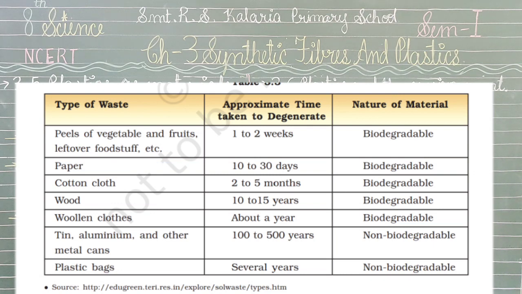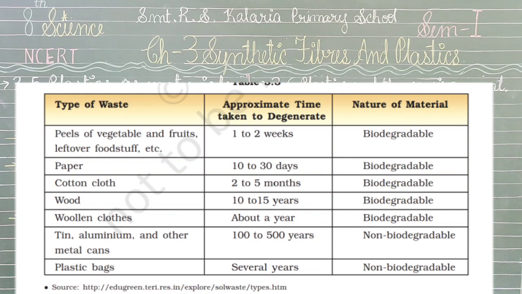Cotton clothes, if placed in the mud or soil and hidden there, will take 2 to 5 months to completely turn into soil. So it is again biodegradable. Wood, for example from any furniture, if you dig it into the soil and cover it, will take 10 to 15 years to turn into soil form. This is again called biodegradable. Woolen clothes will take about a year to completely decompose into the soil. So again it is called biodegradable.